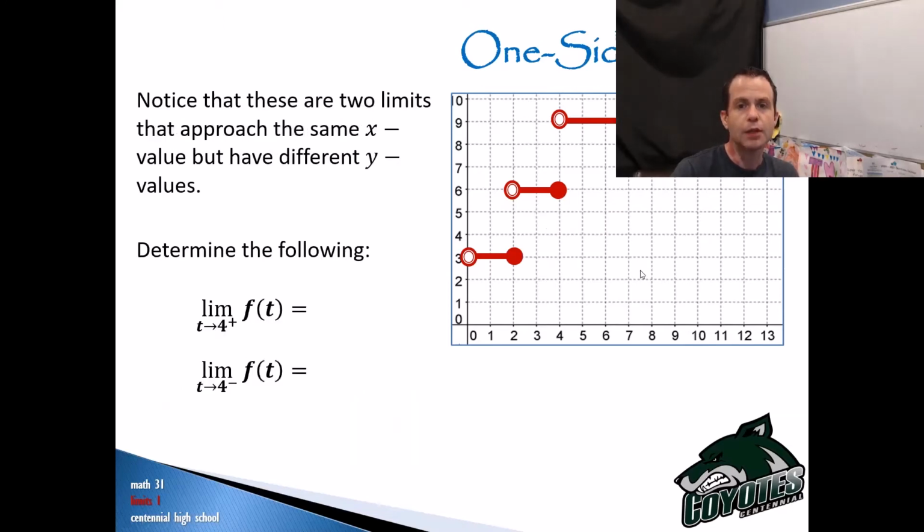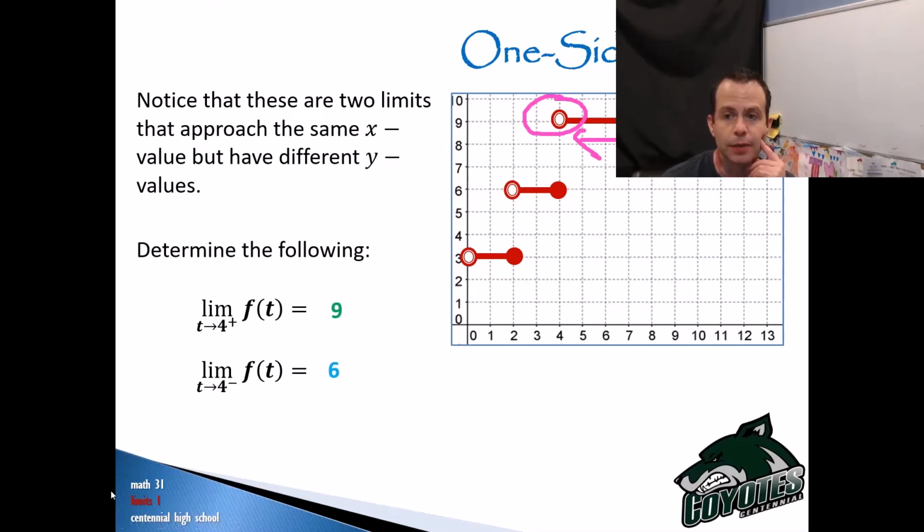Notice that these are two limits that approach the same x value but different y values. So now determine the following. The limit of f of t as t approaches 4 from the right is the first one, and as t approaches 4 from the left. If I'm approaching 4 from the right, I would be looking at 9. From the left, which is that negative sign, I would be looking at 6.